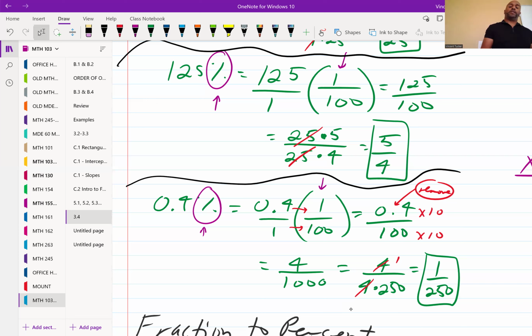But when it comes to fractions, whatever you do to the top, you have to do to the bottom in order to keep your equivalency. So that's why I multiply both top and bottom by 10. So I can get rid of the decimal in that numerator, and that gives me 4 over 1,000. And then from there, we can reduce both top and bottom by 4, leaving me with 1 over 250.